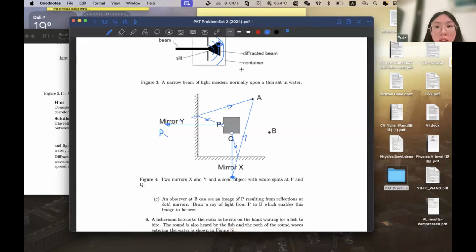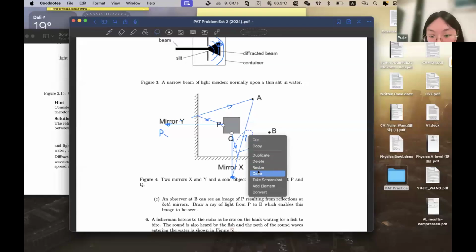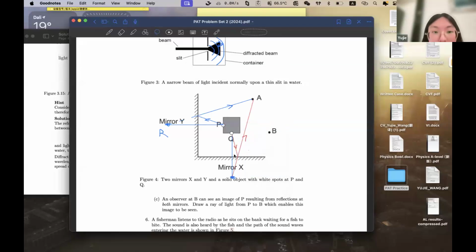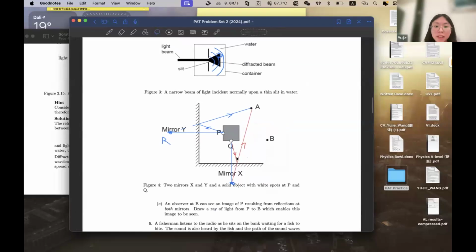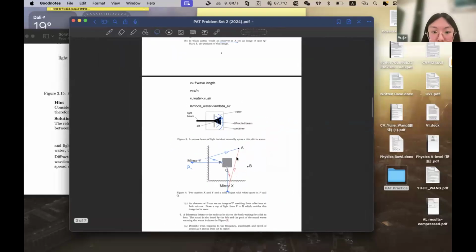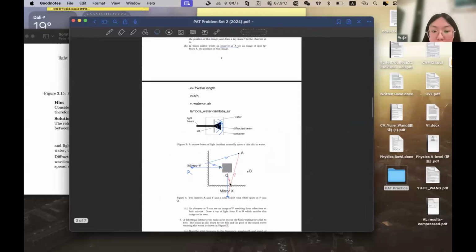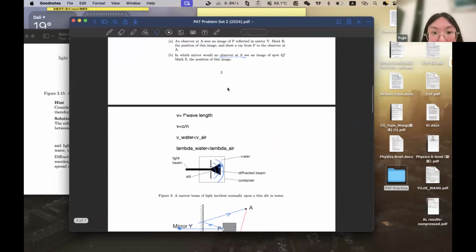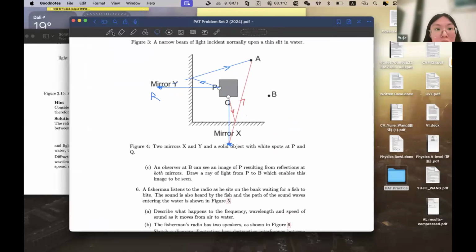Let me try to change the color of it. So light rays in red will be the light ray that starts from point Q and is reflected by mirror X to observer A. And S would be the position of this image, which is at this point.